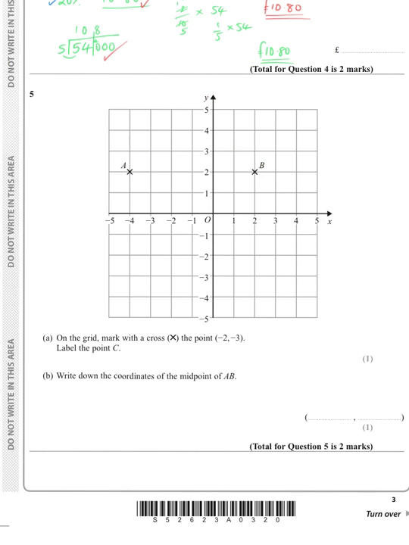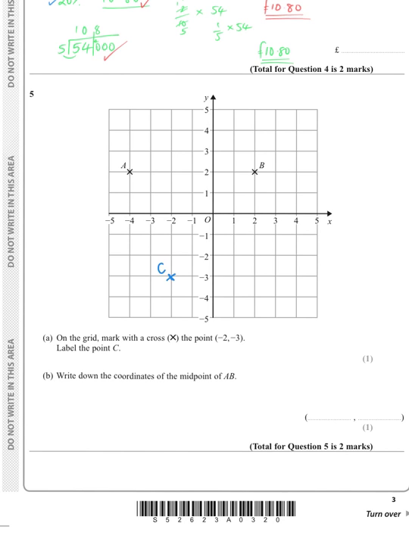Question 5. There's a grid drawn with x and y axes, and on the grid you have to mark with a cross the point -2, -3. So we go -2, -3, so it'll be here. So it wants the cross, so there it is, and label it C.